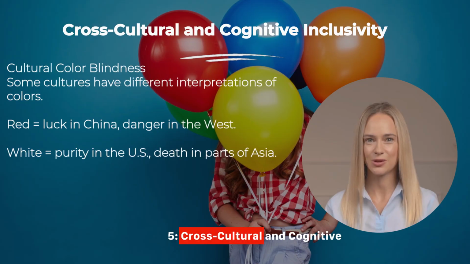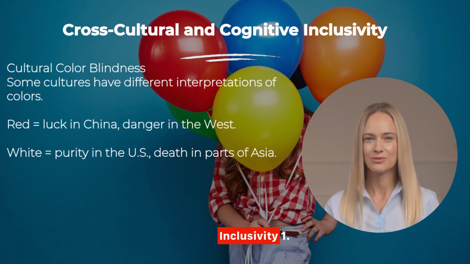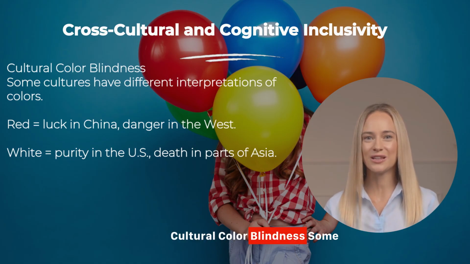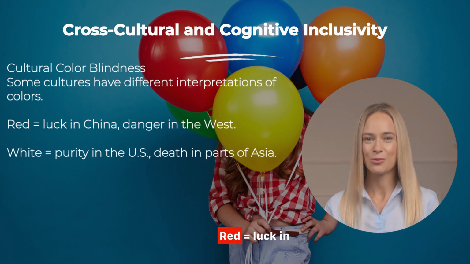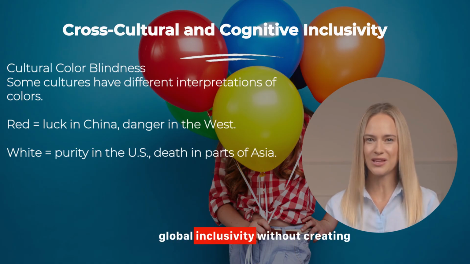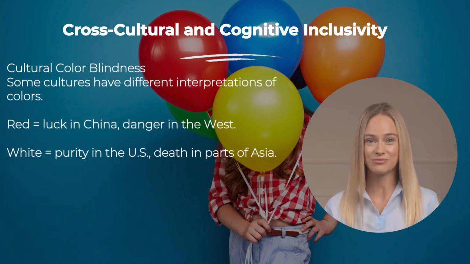5. Cross-cultural and cognitive inclusivity. 1. Cultural color blindness. Some cultures have different interpretations of colors. Red equals luck in China, danger in the West. White equals purity in the US, death in parts of Asia. Consider localizing color for global inclusivity without creating alienation.